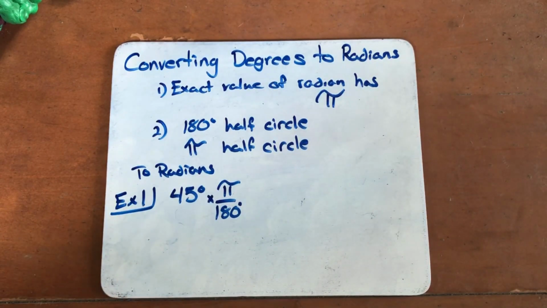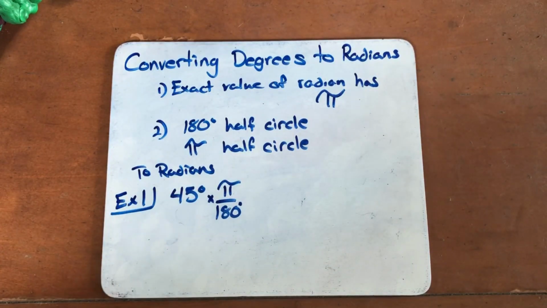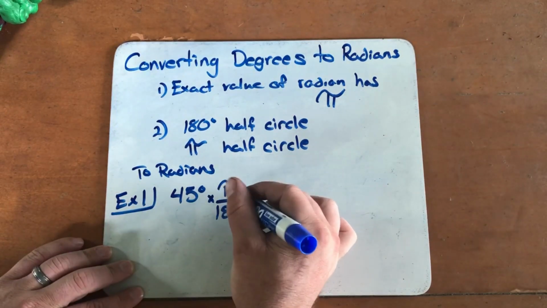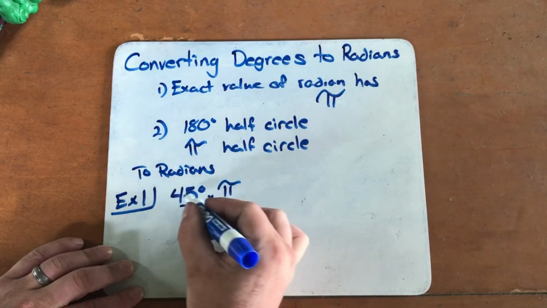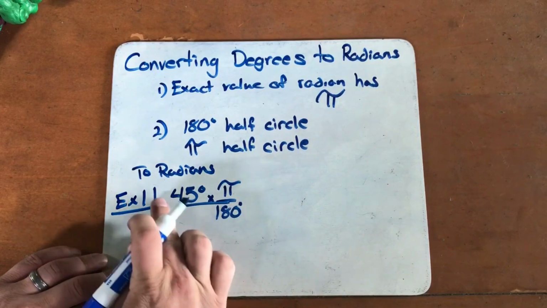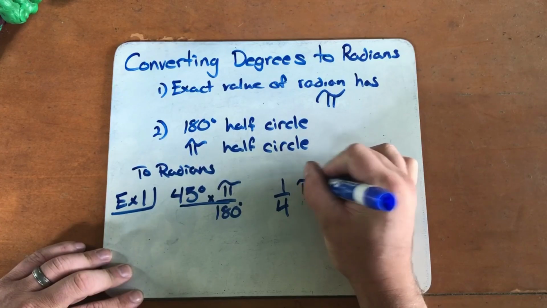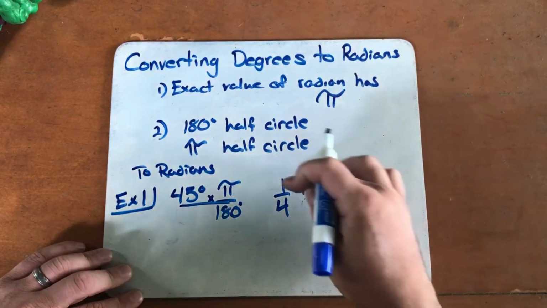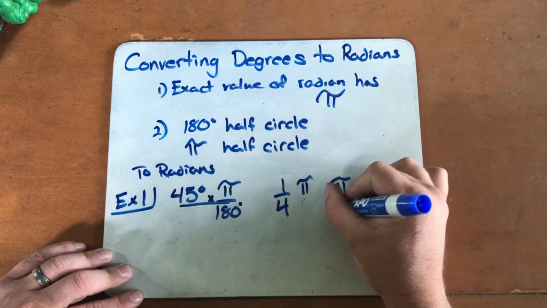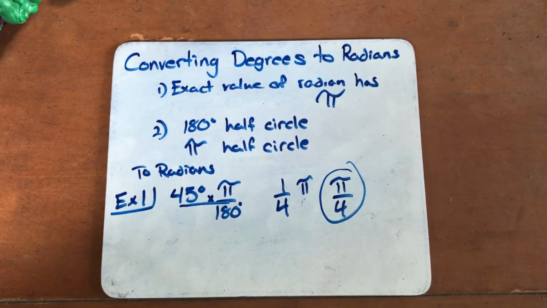Now, here's a hint, okay? I want my answer to have a pi in it. If I type this in the calculator with the symbol pi in it, it'll give me a decimal. So I don't want to do that. So what I'm going to do is simplify 45 over 180. I'm only simplifying the numbers and leaving the pi on top. So 45 over 180 simplifies to 1/4 pi. So 1 times pi is pi, and the 4 stays on the bottom. So 45 degrees is pi over 4.